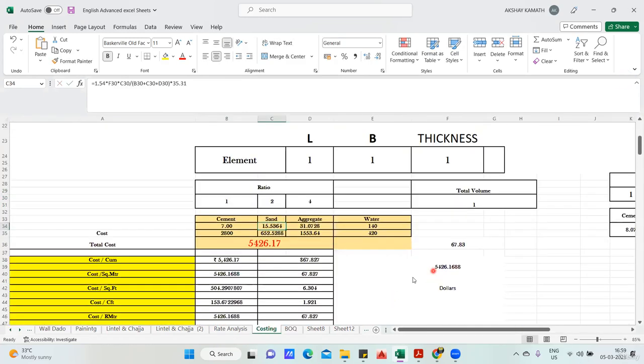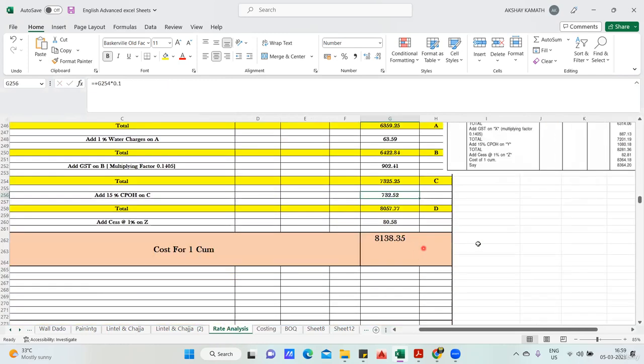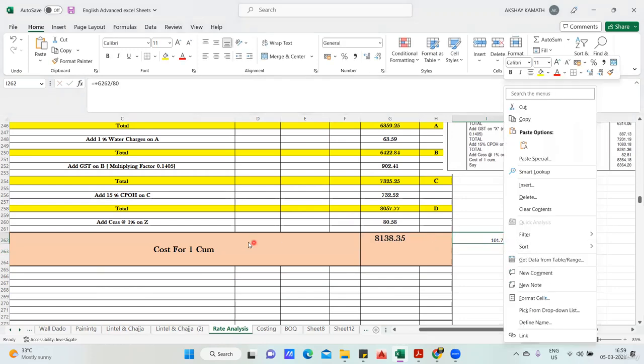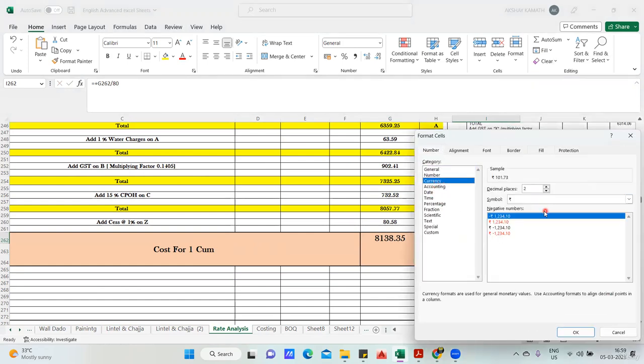Similarly, if you want to put this in dollars, you just change it. I'll put it in dollars if you want. This rate, I'll divide it by 80. So it will cost me $101. If I want to do 1 cubic meter of the RCC work of M20 grade of concrete, it will cost me $101. Got it?